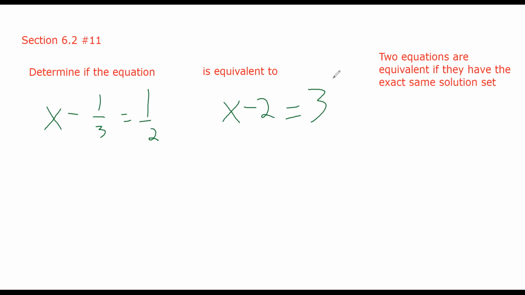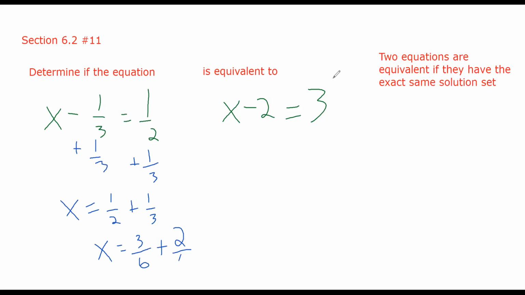So I'll solve this one first. I'd need to get x by itself. I need to add 1/3 to both sides. I'd get 1/2 plus 1/3. I need to get common denominators, so that's going to become 3 over 6 plus 2 over 6, which ultimately becomes 5/6.